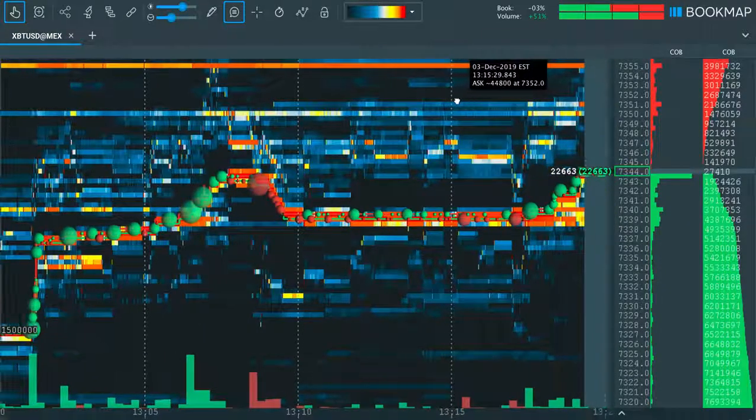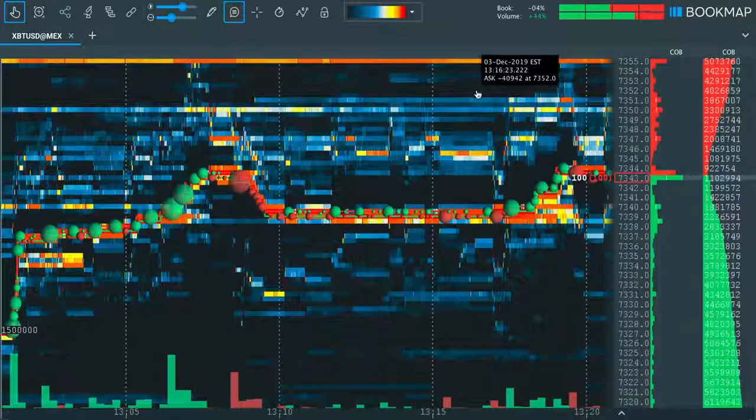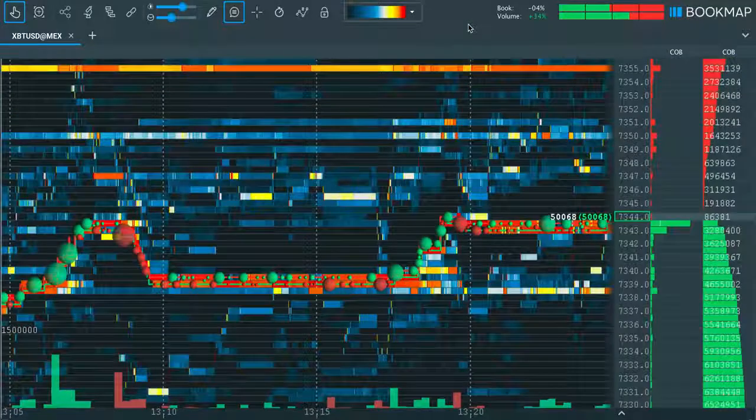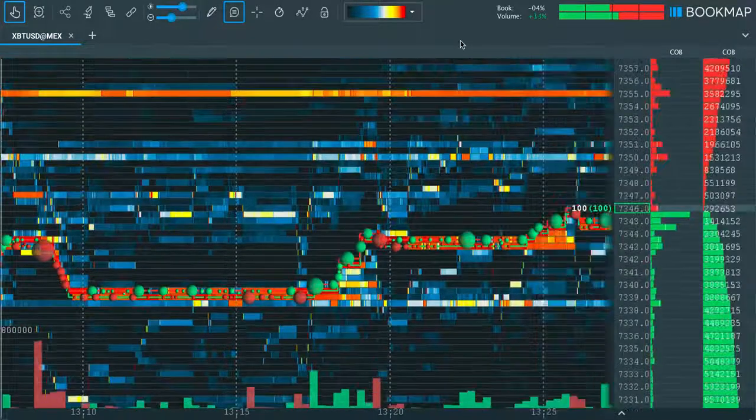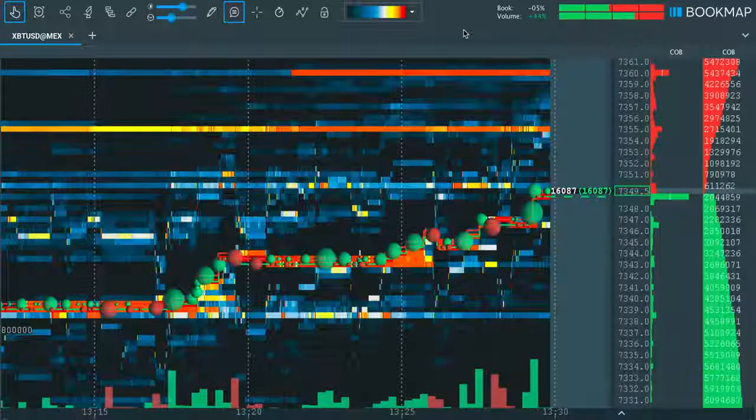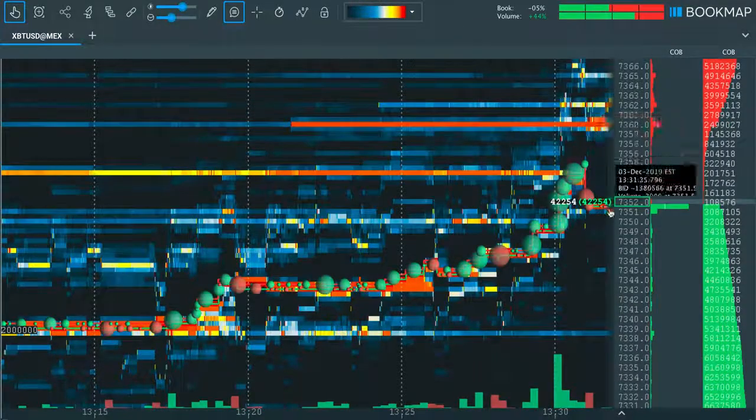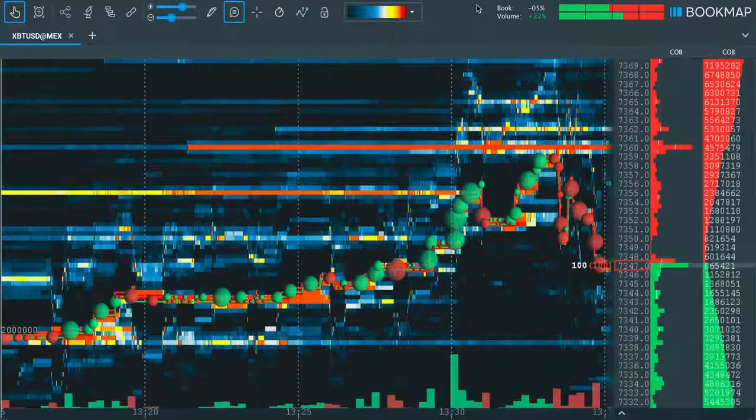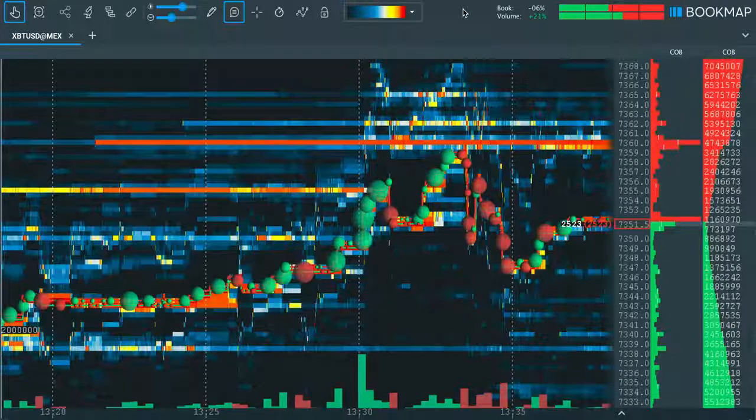Yep, some strong demand coming in. Strong demand, yeah, demand looks to overtake supply. Okay, not much movement. Now we get some movement. Demand still overtaking supply. Demand still higher. And demand completes up to here. And now we see this selling here.